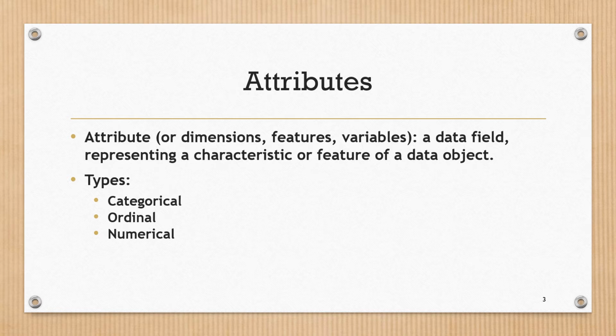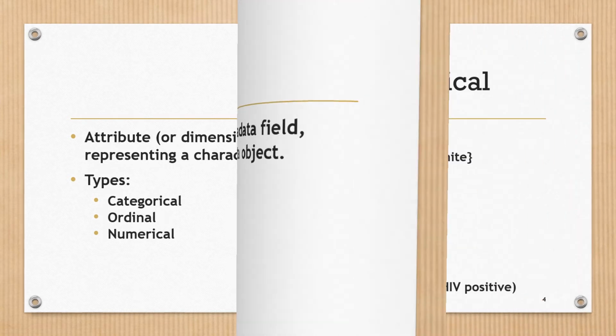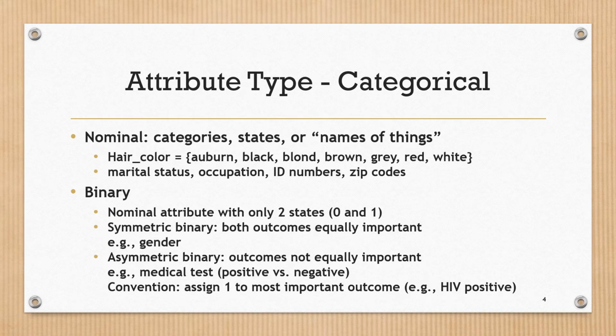Attributes can be classified into three types, including categorical, ordinal, and numerical. A categorical attribute, also known as nominal attribute, represents categories, states, symbols, or names of things.